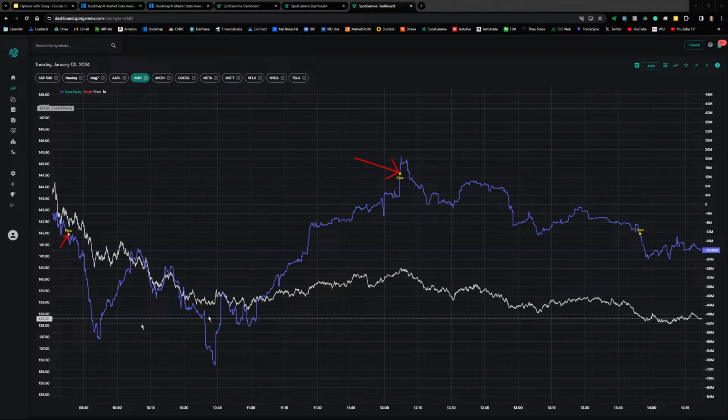All right, so in that case, yeah, that looks like a mean reversion alert on AMD.